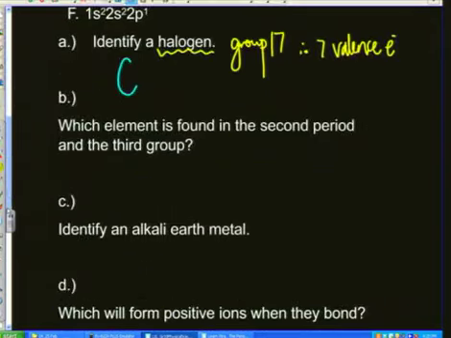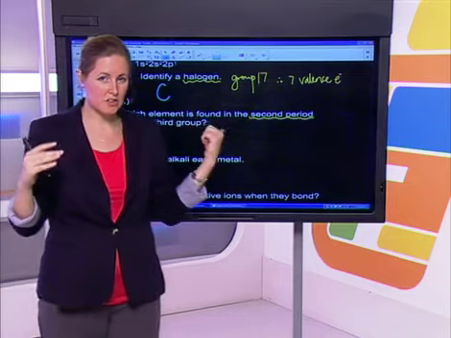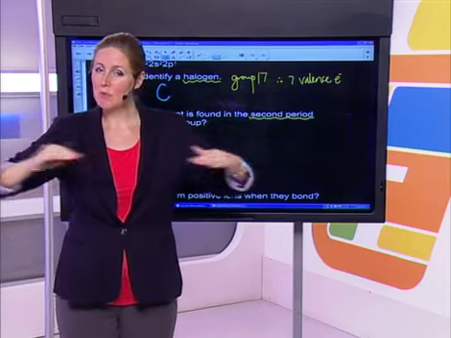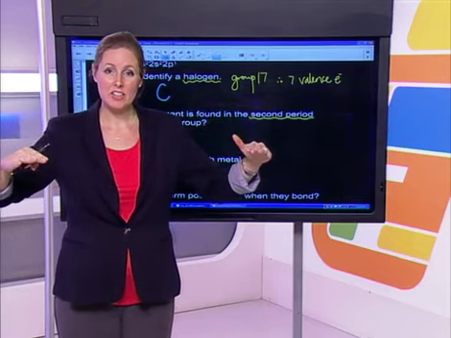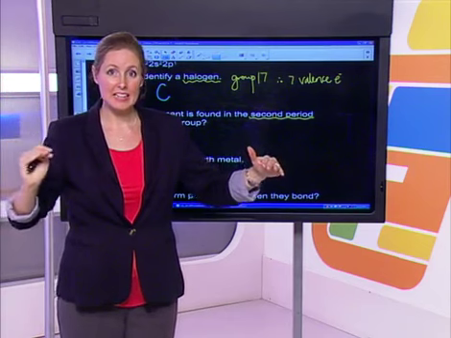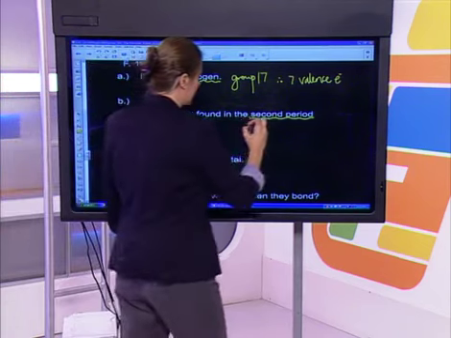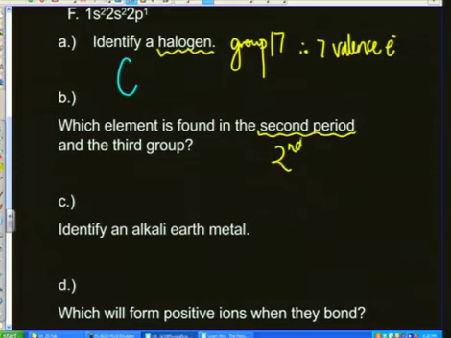Which element is found in the second period and the third group? Okay, so second period is going to mean, how do the periods link up with these electron configurations? Second period, or the second row, is going to mean that it's in the second energy level. So I need to write that down. That's going to mean second energy level.